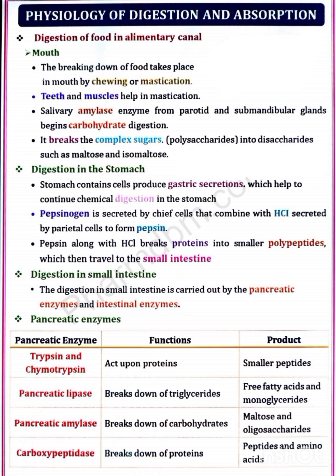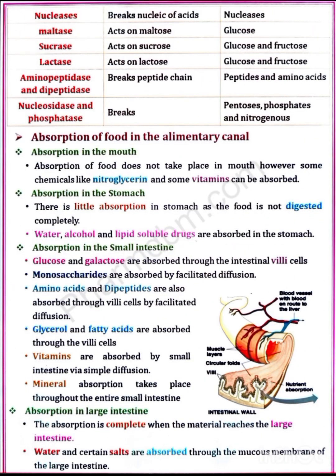Carboxypeptidase helps in breakdown of proteins, forms peptides and amino acids. Nucleases break nucleic acids, produce nucleotides. Maltase acts on maltose, produces glucose. Sucrase acts on sucrose, produces glucose and fructose. Lactase acts on lactose, produces glucose and galactose. Aminopeptidases and dipeptidases break the peptide chain, produce peptides and amino acids.